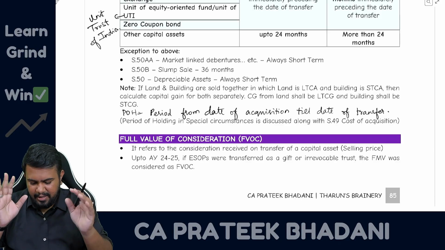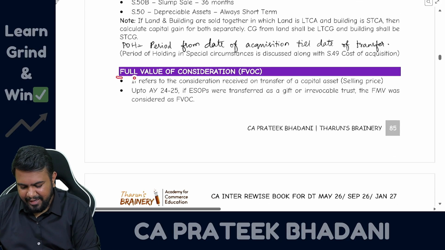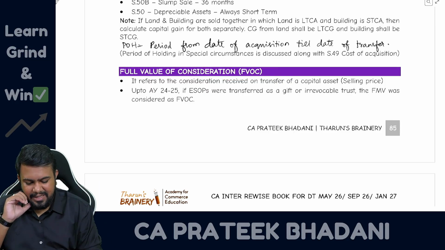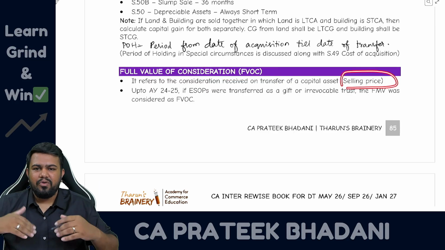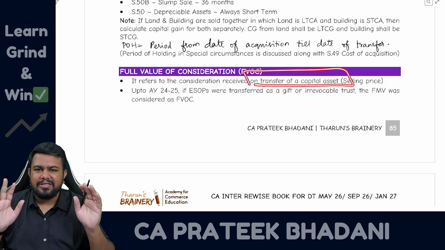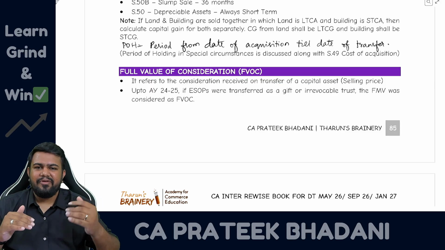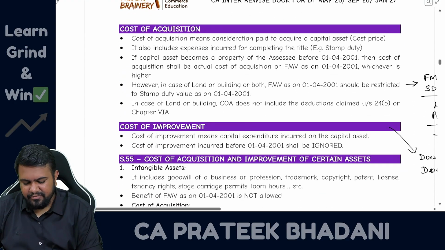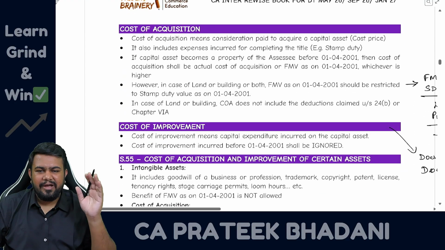You get my point? Now let us come to full value of consideration. So full value of consideration, for now you just know it is the selling price. Whatever amount you are receiving on the transfer of capital asset is called full value of consideration. However, other cases we will be discussing in that situation. Fine. So this is full value of consideration. Transfer expenses also I have already told you.